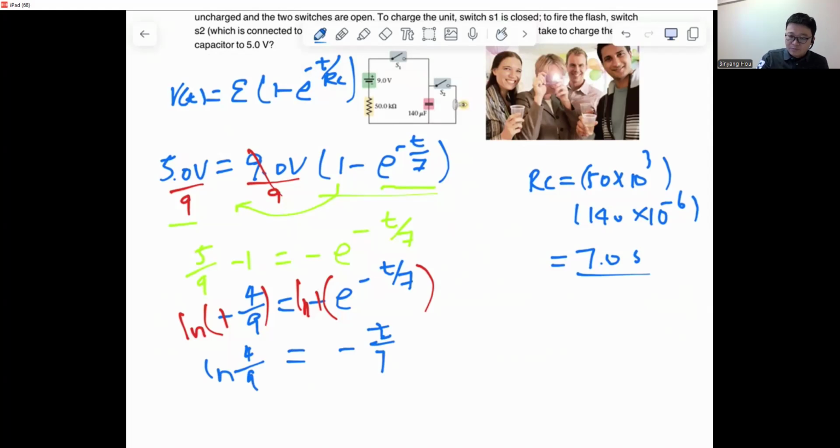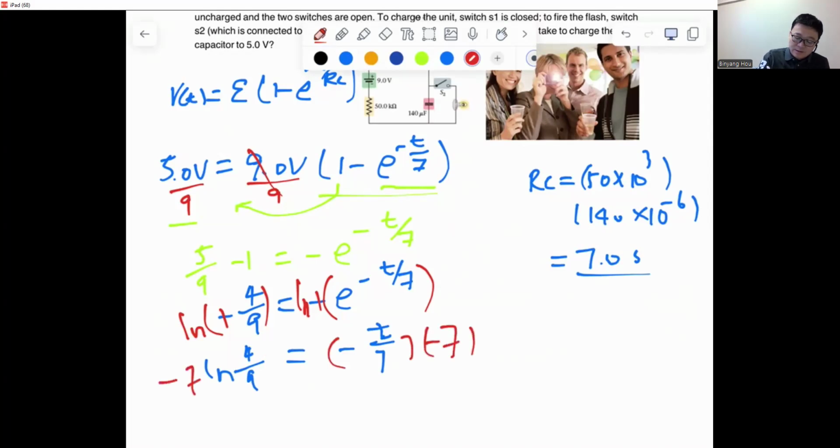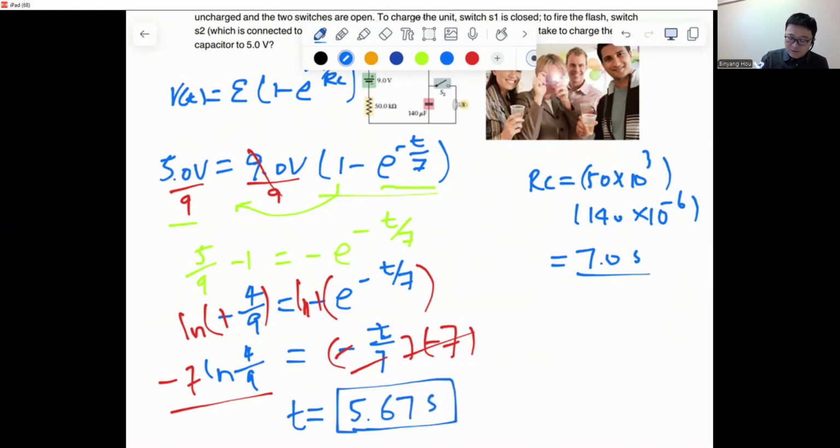Now you multiply both sides by minus 7, so you get rid of the minus and the 7. Then you have t equals minus 7 times the natural log of 4/9, or 7 times ln of 9/4. Punch those numbers in your calculator, and this will tell you t is equal to 5.67 seconds. So it takes about 5.67 seconds to charge this unit.